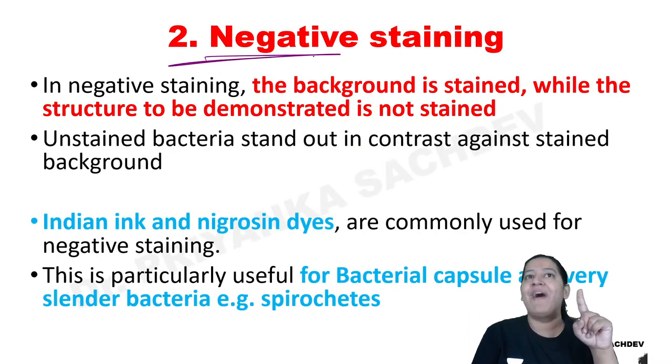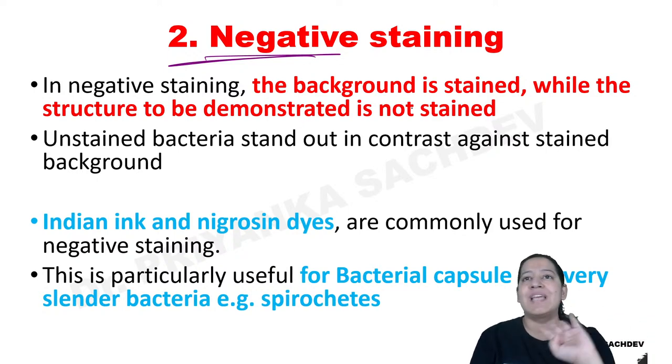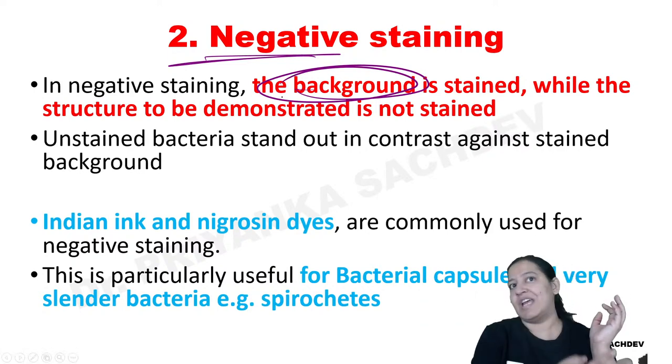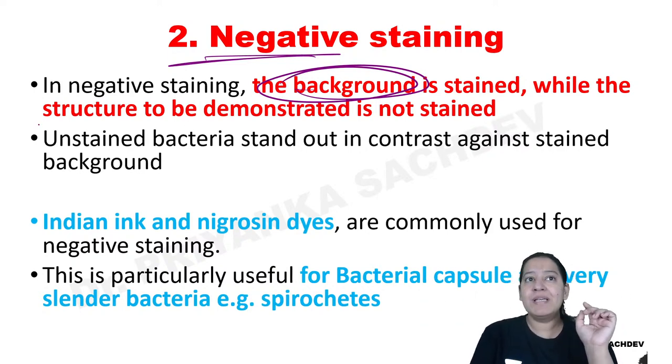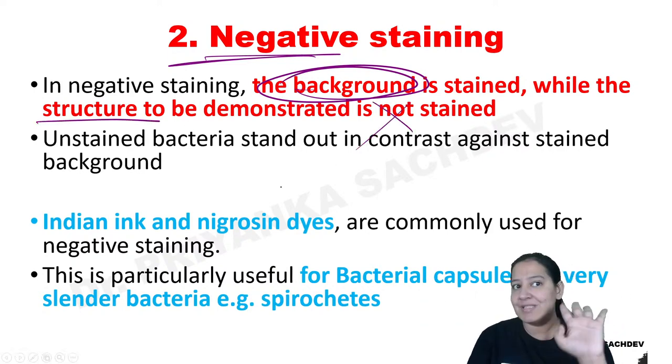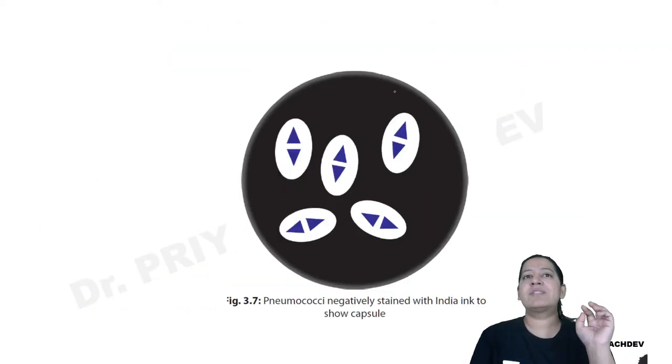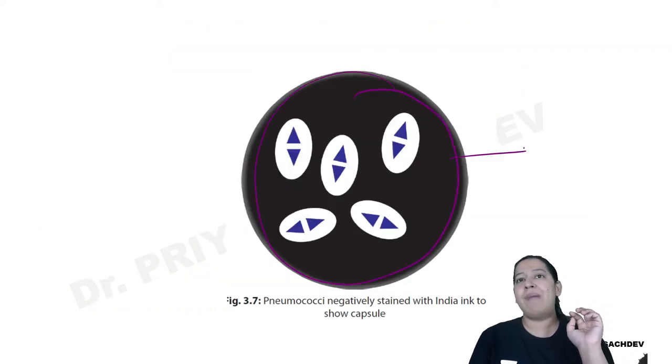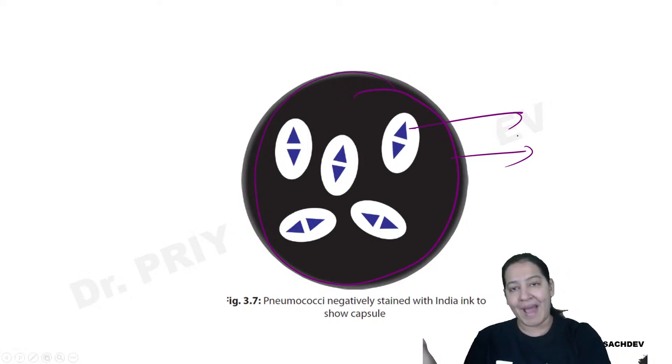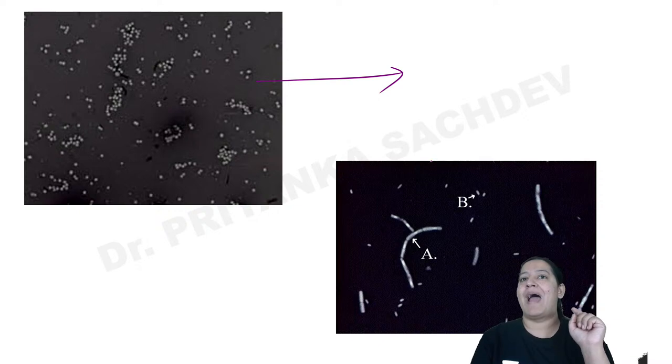Second is negative stain. Why is it known as negative? We don't stain the bacteria. We stain the background. The structure to be seen is not stained. The bacteria is not stained. So can you see? We have stained the background with black color. The bacteria, the organism to be seen, is still white. So the background is black. That is negative stain.